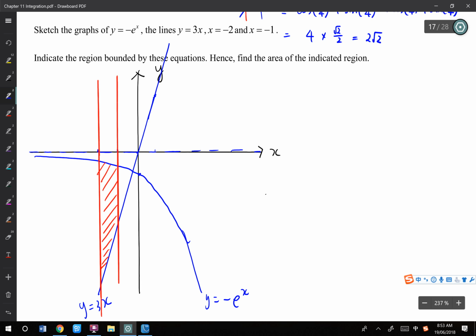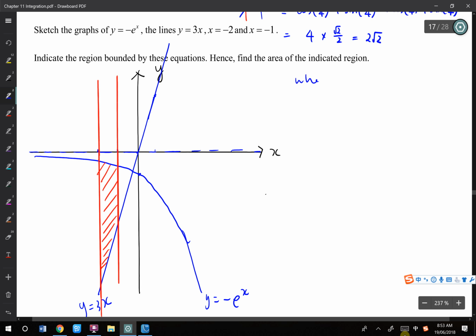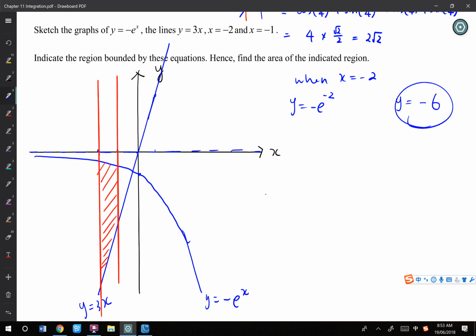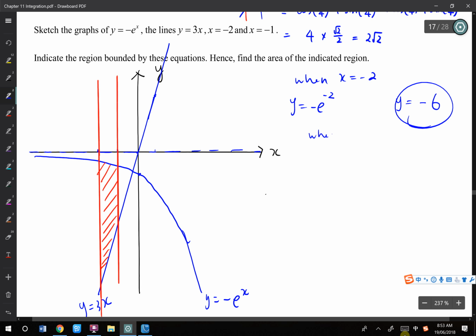Well, similar idea like yesterday. I can sub when x equals to -2. Like this, y equals to minus e to the -2, and this one equals to y equals to -6. So this is a more negative number, so definitely below the exponential function. And you can sub when x equals to -1, and I will have y equals to -1 over e. So that's y equals to -3.